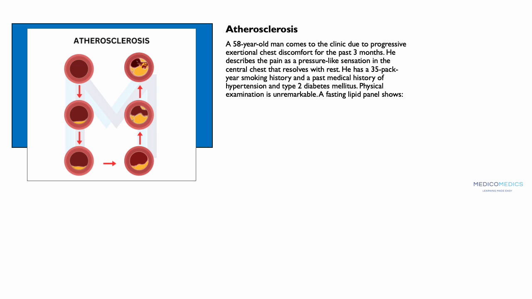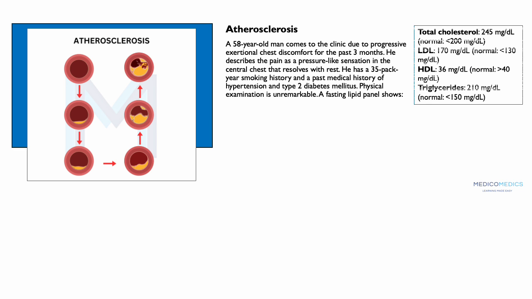A 58-year-old man comes to the clinic due to progressive exertional chest discomfort for the past 3 months. He describes the pain as a pressure-like sensation in the central chest that resolves with rest. He has a 35-year smoking history and a past medical history of hypertension and type 2 diabetes. Physical exam is unremarkable. Fasting lipid panel shows elevated total cholesterol, elevated low-density lipoprotein, decreased HDL, and elevated triglycerides.